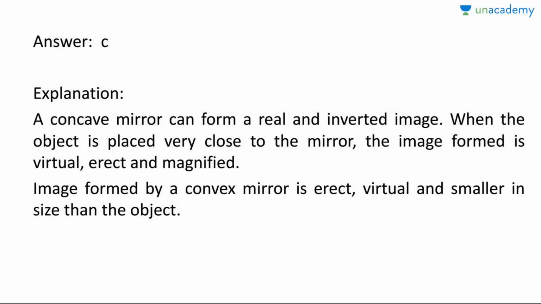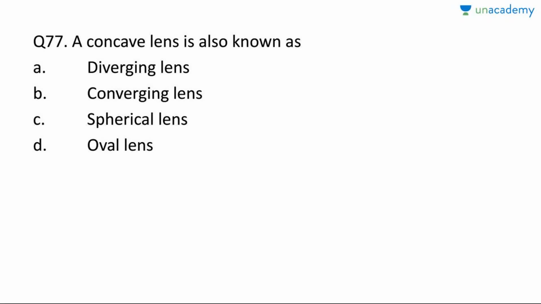A concave mirror can form a real and inverted image. When the object is placed very close to the mirror, the image formed is virtual, erect, and very magnified, so that the dentist can see. Similarly, when you shave, a similar glass is used. The image formed by a convex mirror is erect, virtual, and smaller in size than the object. So it is used in the side and back mirrors of vehicles.